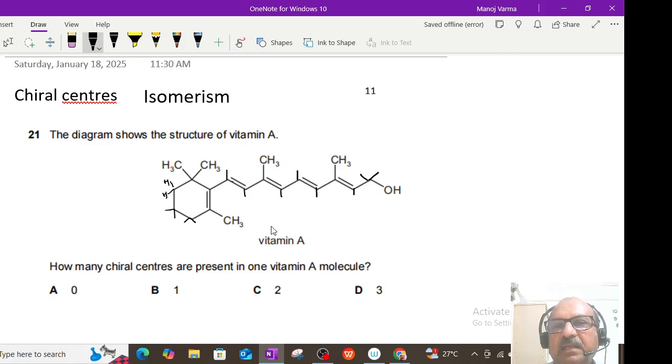So apparently in vitamin A, if you see carefully, there is not a single carbon atom which is joined to 4 different groups. So I think the correct answer is that there are absolutely no chiral centers in a molecule of vitamin A. Hope you understood this. And now let's go to the next question.